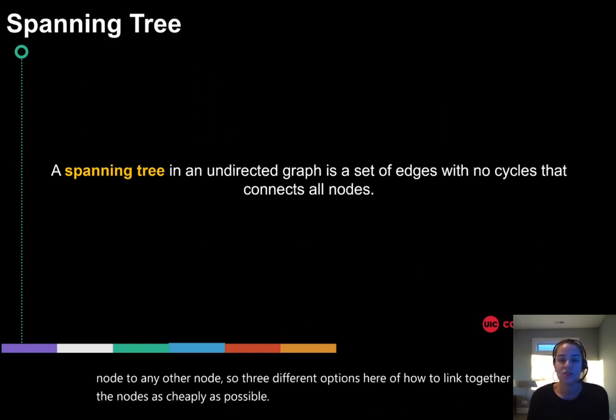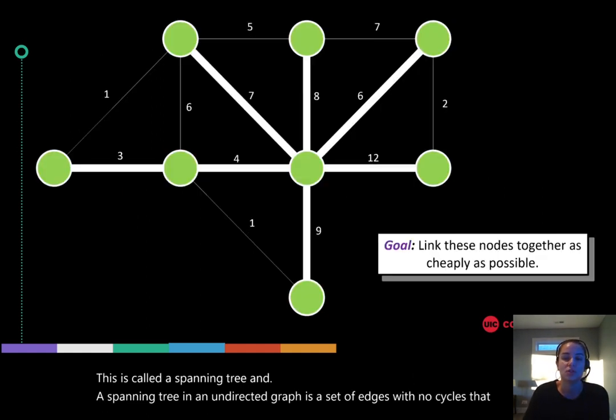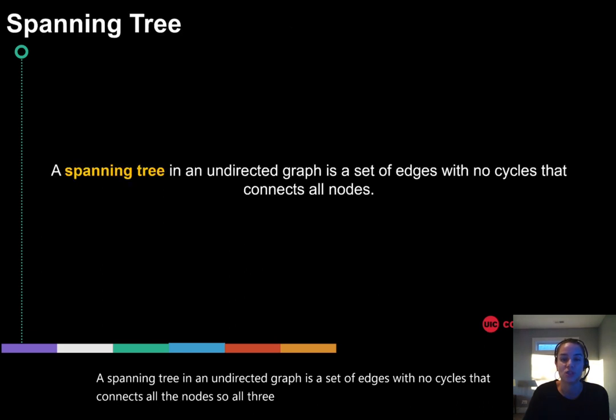This is called a spanning tree, and a spanning tree in an undirected graph is a set of edges with no cycles that connects all the nodes. So all 3 of these are spanning trees.